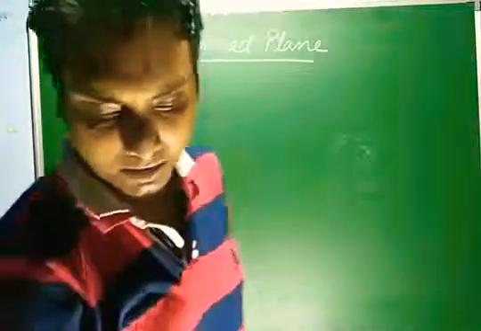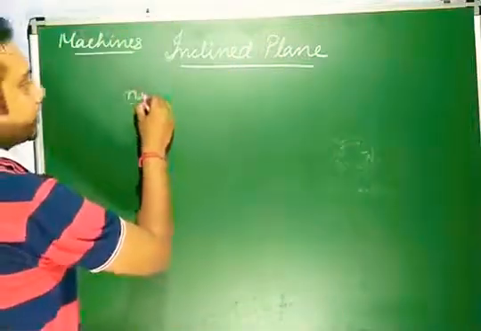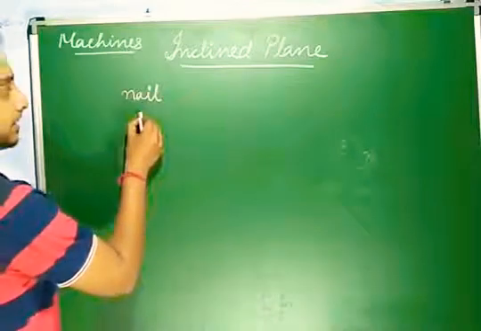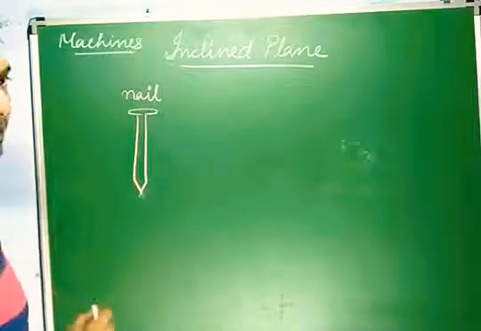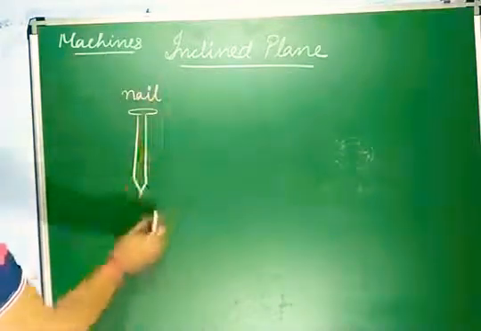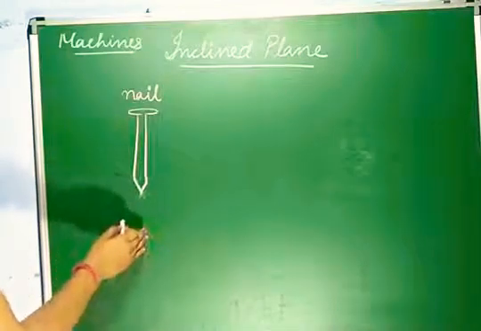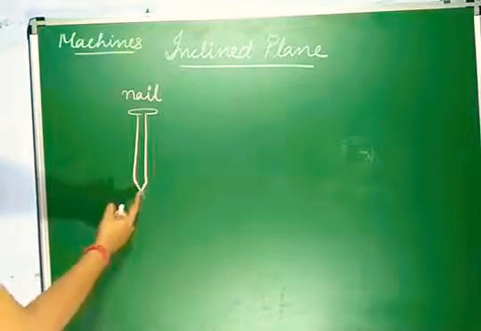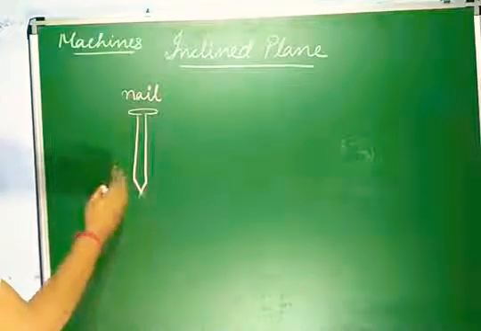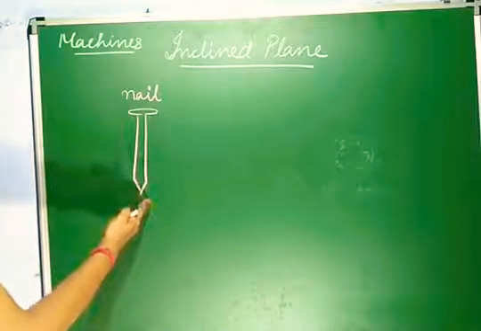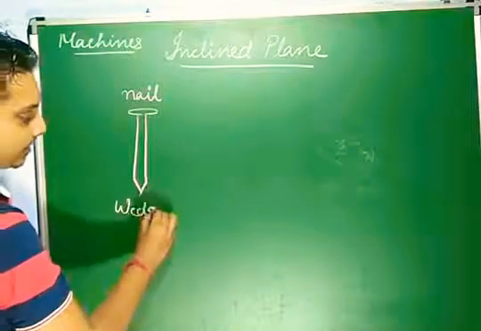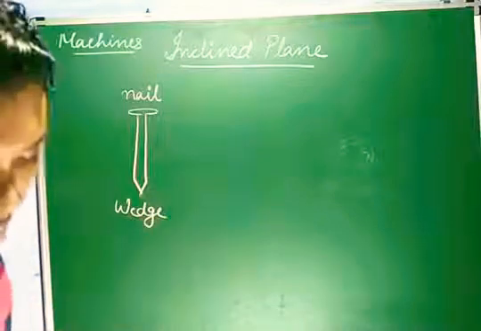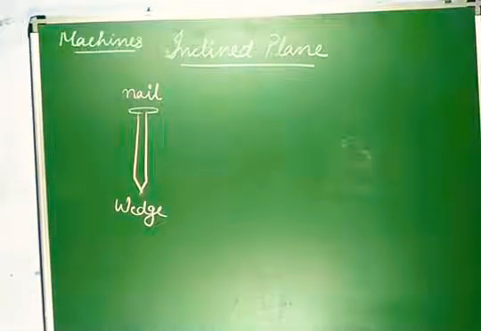Now there are some applications of inclined planes also. Suppose we take a nail. A nail is like this. We can hammer it from above and it will easily go inside the wood or the wall. So you can see over here two inclined planes which are joined together like this. This kind of two inclined planes together is called a wedge. It is known as a wedge.